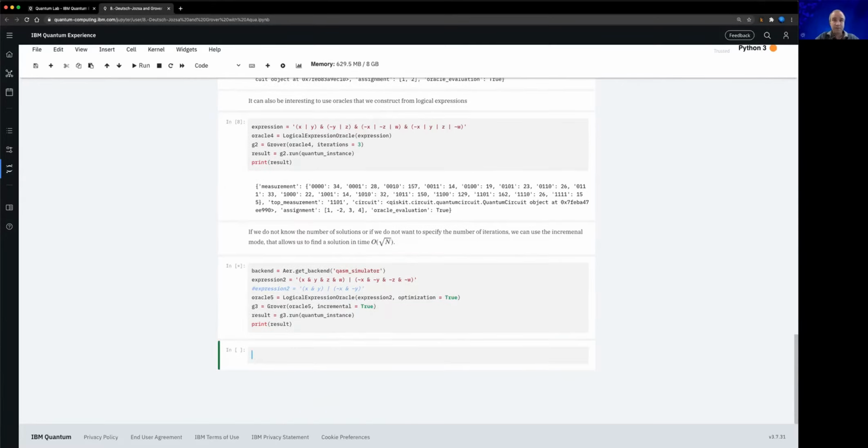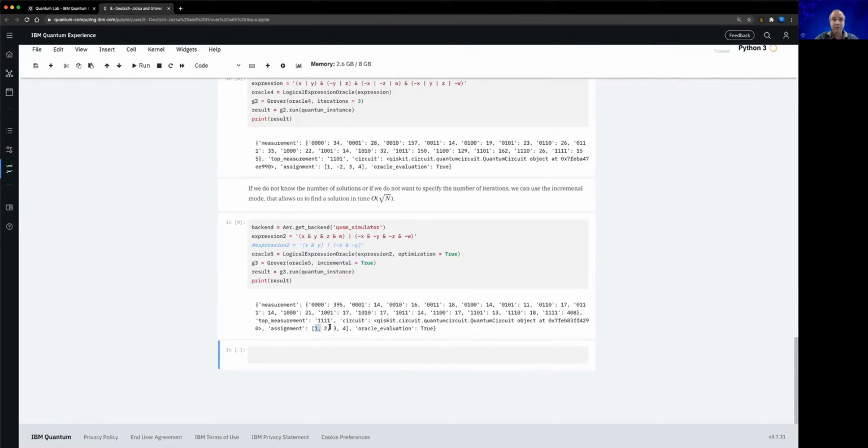Okay, so in this case, if I run this, well, this is a little bit slower because it has to try different numbers of iterations, but after some time it will return the result, and in this case it finds that a possible element that satisfies this Boolean formula is this one, which sets every variable to true. And of course, this makes this expression true because I can, for instance, take this part here, this AND of the 4 bits, and this makes the formula true.